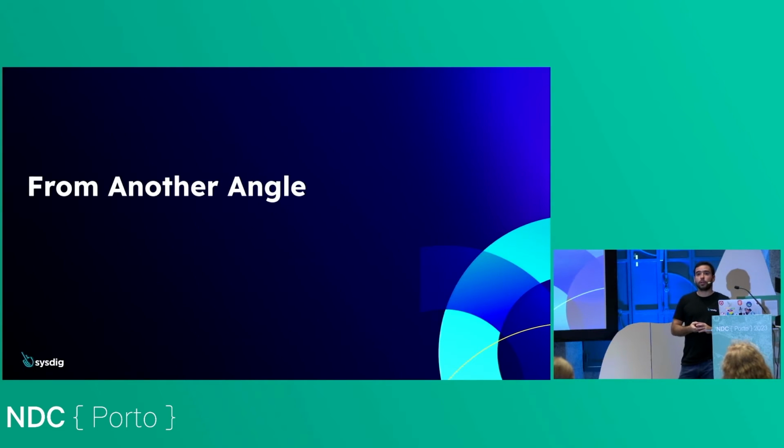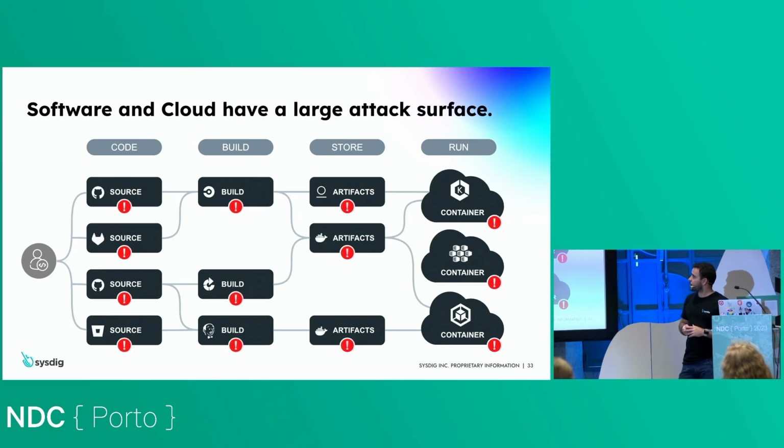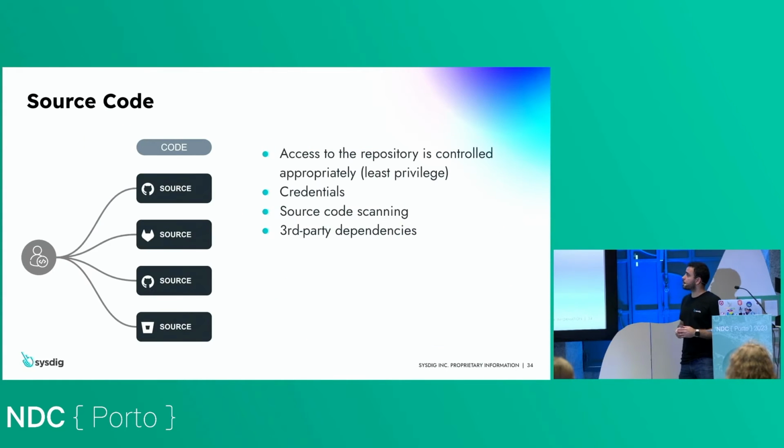Good. Looking from another angle, we have developers, we have the code, the repository, we have the build phase, we have the store, that's where we put our packages, and we have the runtime. So I bring the runtime now into the picture. As I said, all of those steps are actually attack vectors. On the source code, here is what you can do and what you should think about.